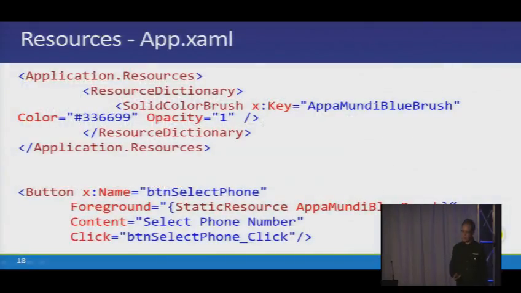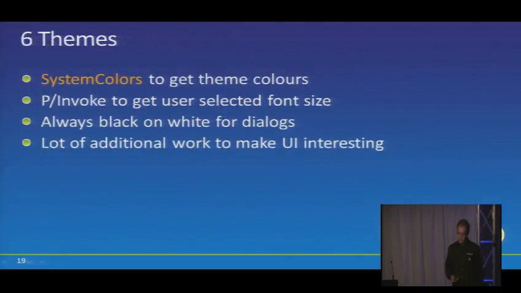So a simple example of that is within the app XAML, we've added a color brush there with a specific RGB value, and then anywhere in your code you can simply refer to that using a static resource. So here we've set the foreground for a button to a particular shade of blue, and again you've done that once, then you can use it anywhere.